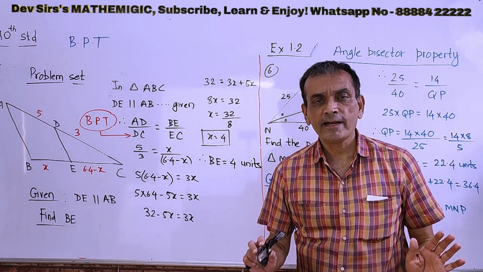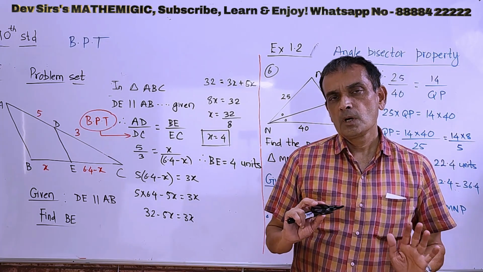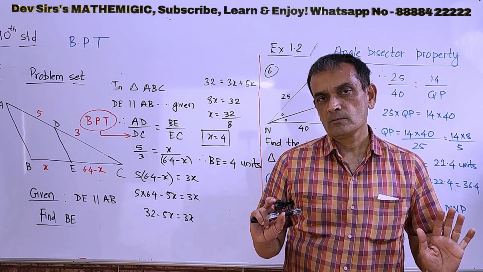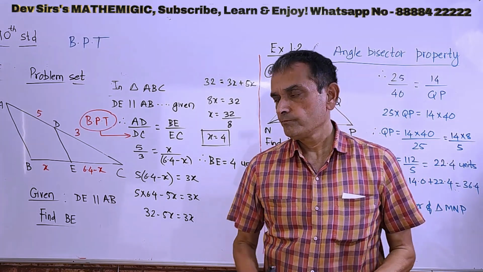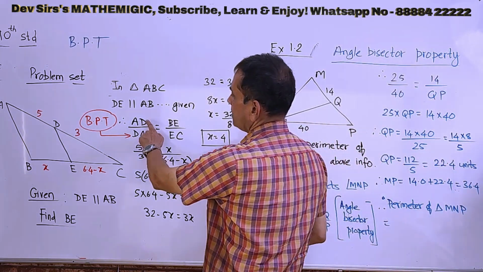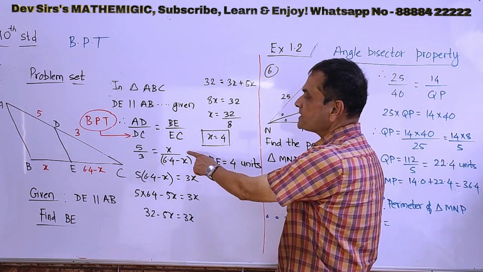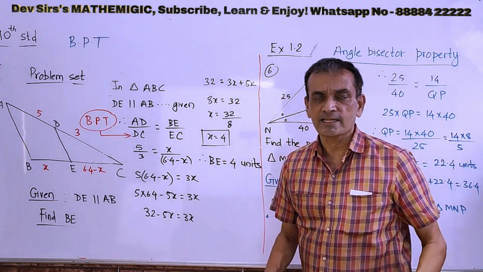That is how you equate four parts, ratios of two parts. Clear? Okay. Now just substitute the values. 5 upon 3 is equal to x upon 6.4 minus x.